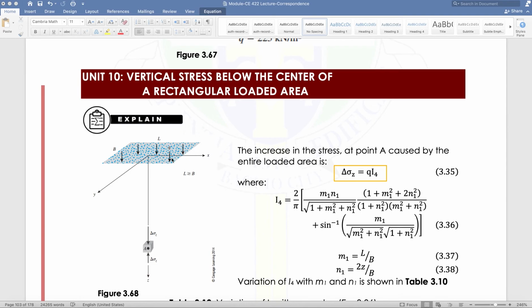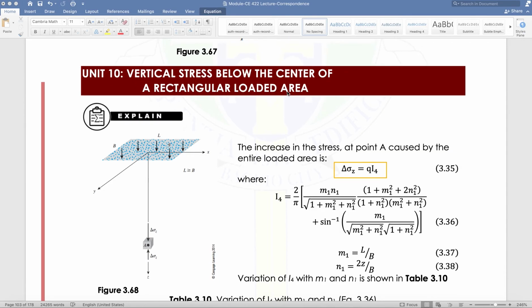Next, what if we are to determine the delta sigma Z at the center of the rectangular loaded area? So if that would be the case, that is vertical stress below the center of a rectangular loaded area, and delta sigma Z will be given by Q times I sub 4. Okay, so this is the equation of I sub 4. And arc sign here, I repeat, should be in radian mode, and M sub 1 and N sub 1 cannot interchange. The value of L and Z cannot interchange.